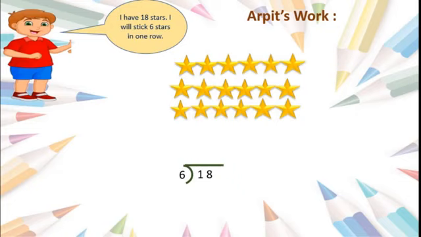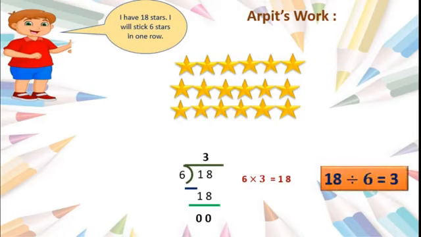Now we will recite the 6 times table. 6 ones are 6, 6 twos are 12, 6 threes are 18. Correct? So 6 threes are 18. We will write here. When we subtract 18 from 18, we get 0. Isn't it? So how many rows he got? 18 divided by 6 is equal to 3. So I got 3 rows. Right, Arpit? Isn't it?